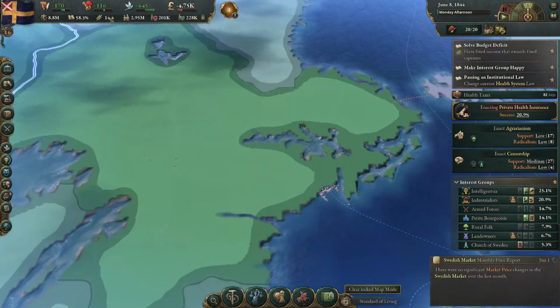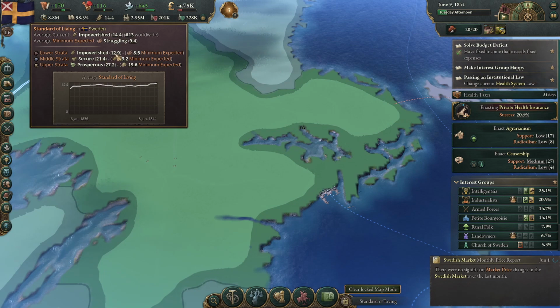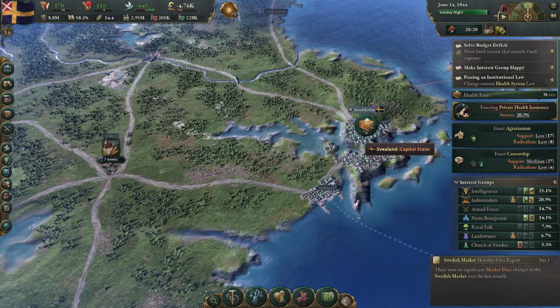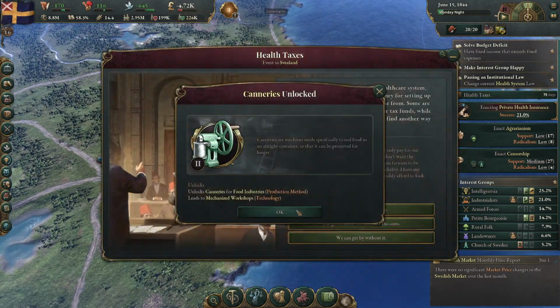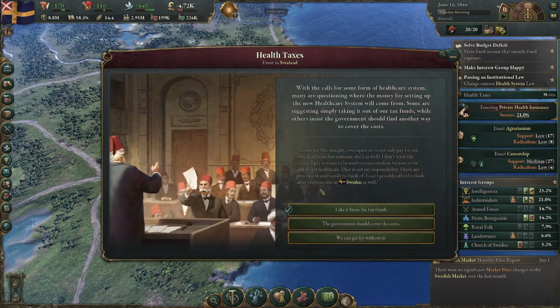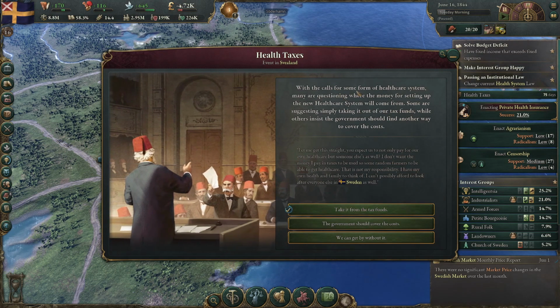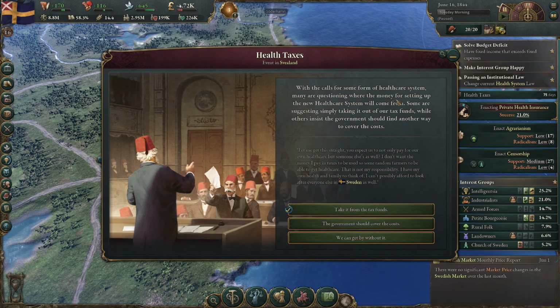Okay, let's just have another look at our standard of living for our impoverished. So the grain is dropping, fish is still expensive, clothes are still expensive. What we got here? Right, we've unlocked canneries. That could be worth looking into. With the course of some healthcare systems, many are questioning where the money will come from. Some are suggesting simply taking it from tax funds.